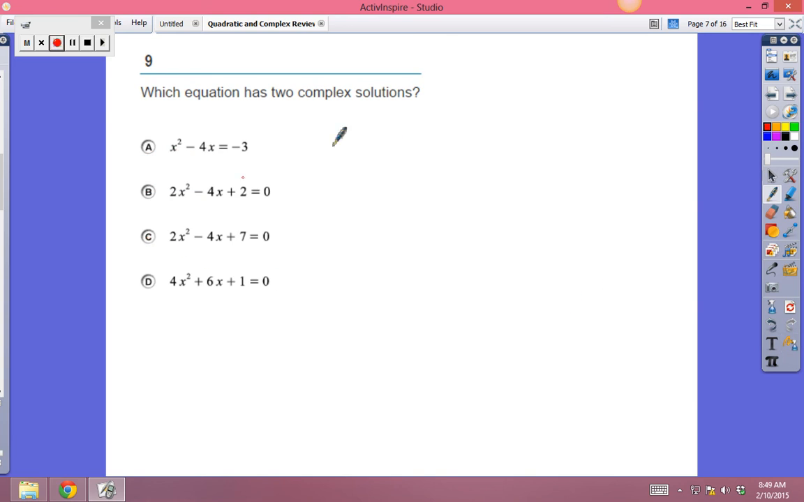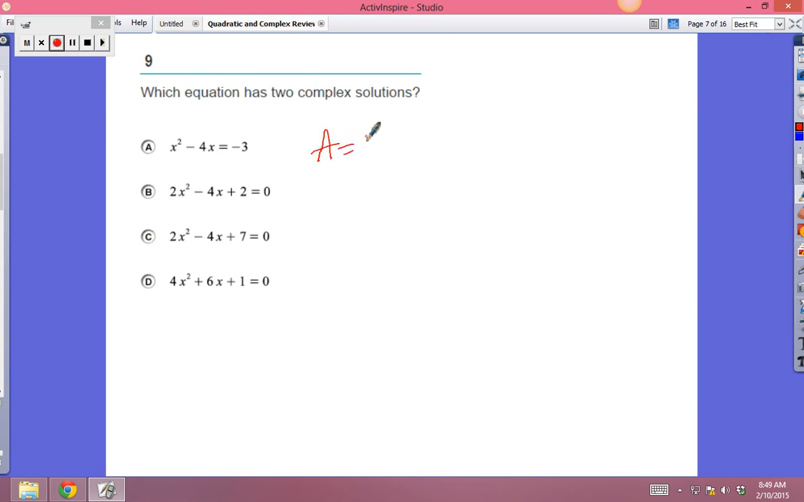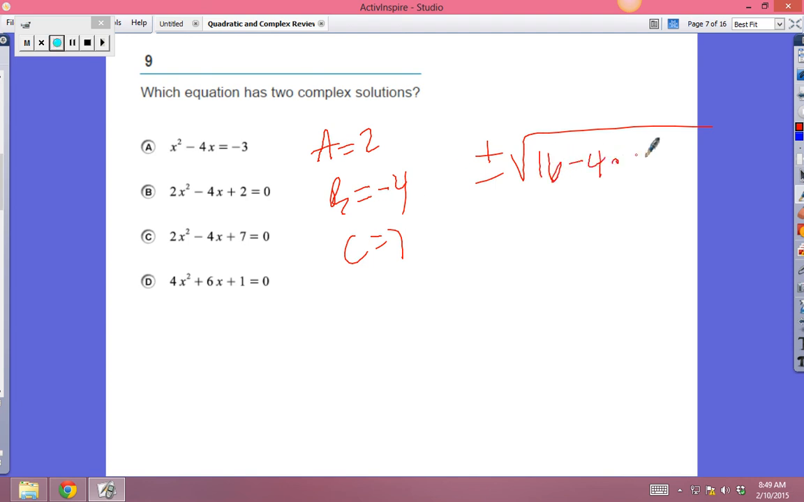Okay, let's look at C. So A is 2, B is a negative 4, C is 7. So x equals negative B plus or minus, I just care about this square root. B squared, negative 4 times negative 4, that's 16, minus 4 times A times C.